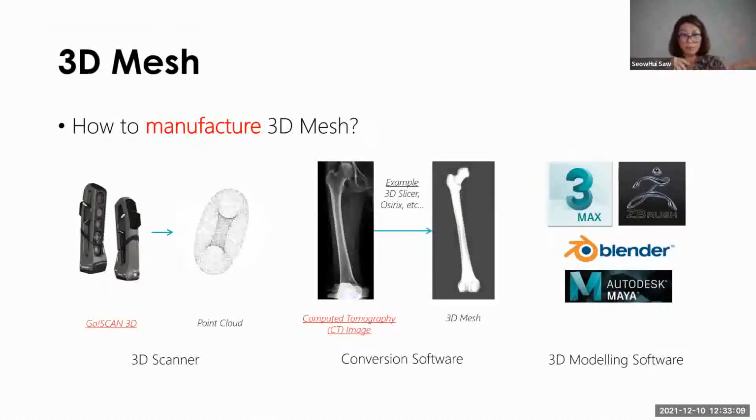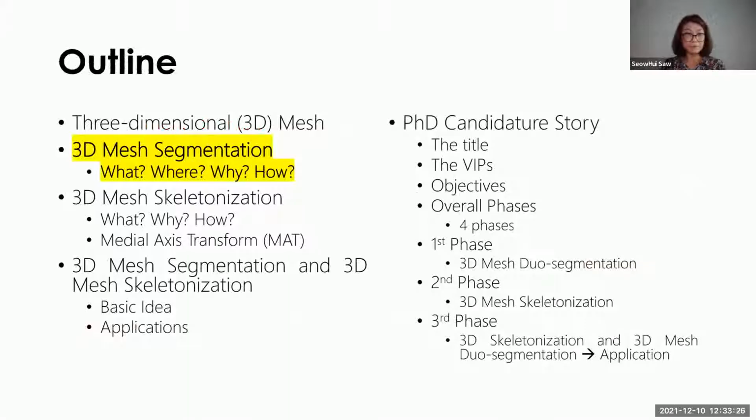Our research is actually using the second and the third methods, where a conversion software is used to convert the CT images into OBJ file format, while the 3D modeling software is used to render simple geometric shapes for algorithm testing purposes. Now, the next one is, I would like to talk about the 3D mesh segmentation.